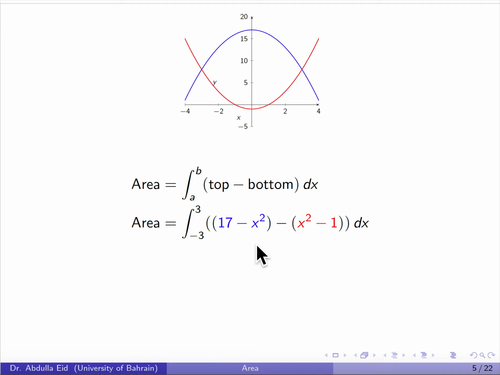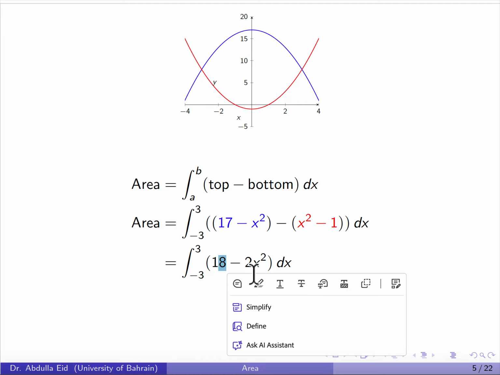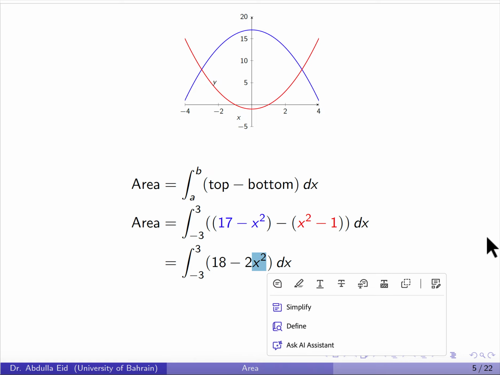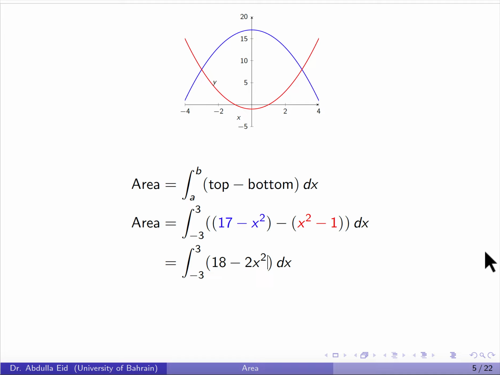Now what do we have? We have -x squared, -x squared. This will give me -2x squared. We have 17 - 1. That gives me 18. So I get 18 - 2x squared. Now what is the integral of 18? It will be just 18x. What is the integral of x squared? It's actually x to the power 3 over 3. And we keep the 2. So x to the power 3 over 3, keep the 2, and 18 will become 18x.